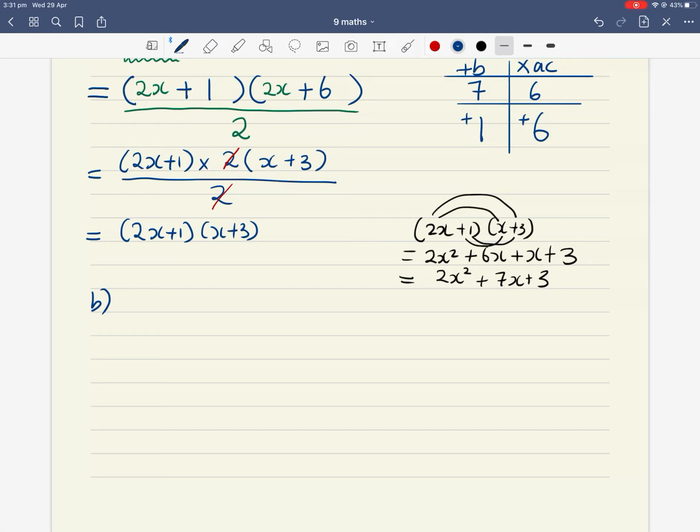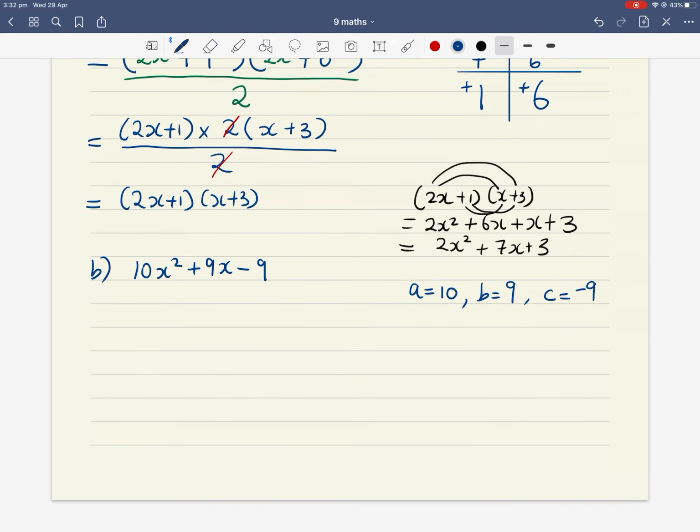Let's try another one. Let's try B. Let's do 10x squared plus 9x minus 9. So on the side, write your a, b's, and c's as a side calc. A, the number in front of the x squared is 10. So it's clearly non-monic because that A is not 1. B is the number in front of the single x, which is 9. C is the lonely number, which is negative 9.